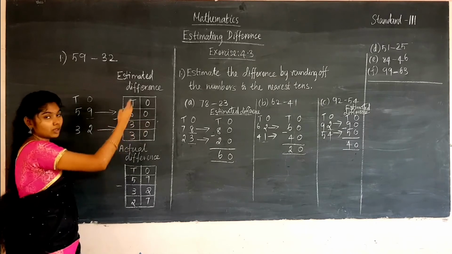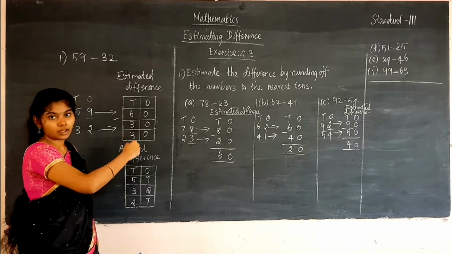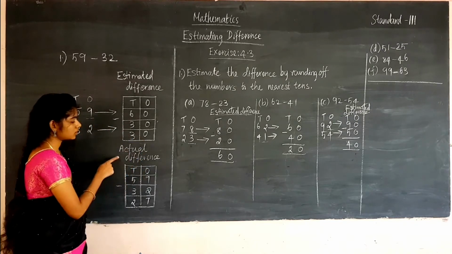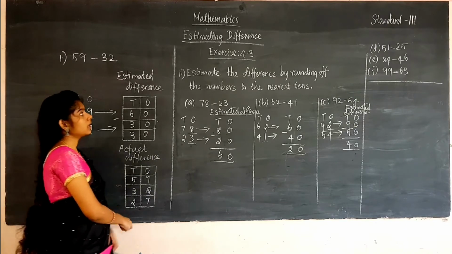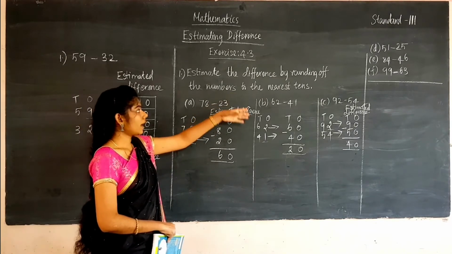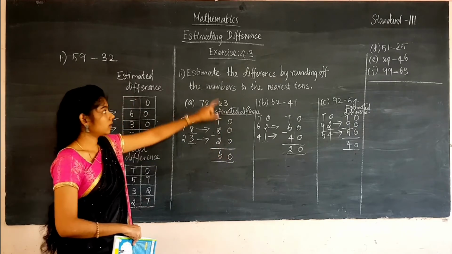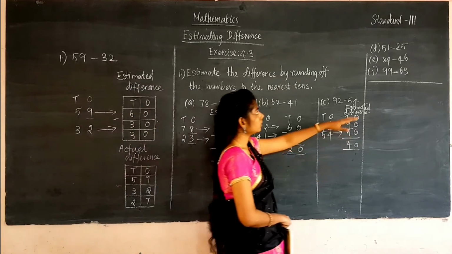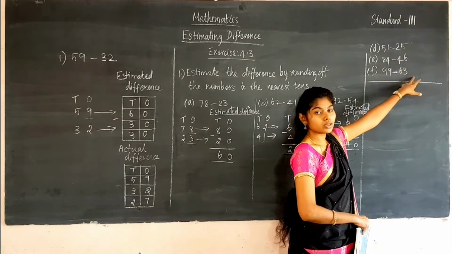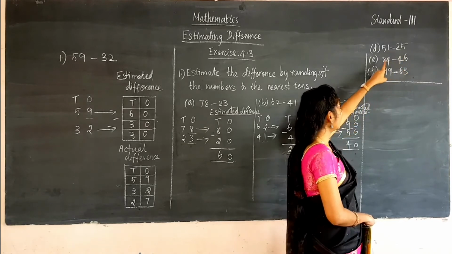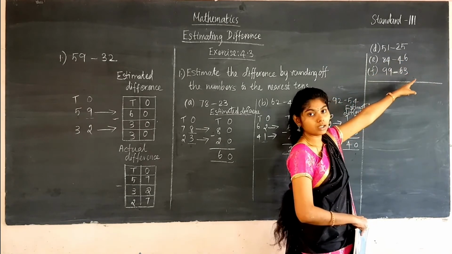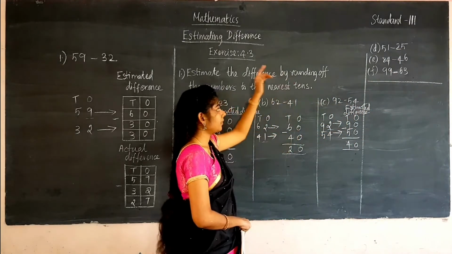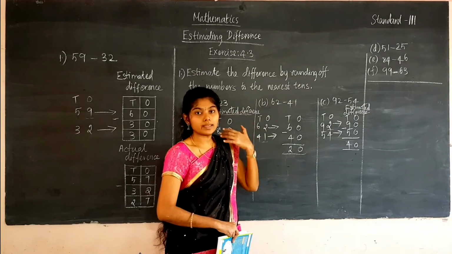After rounding off, you have to do subtraction. After subtraction, you will get the estimated difference. In the first sum we have done the actual difference, but in the exercise problem they didn't ask for the actual difference. They have asked only to estimate the difference by rounding off, so we have done that. The remaining three sums you are going to do as your homework: 51 minus 25, 84 minus 46, 99 minus 63. First round off the numbers and then subtract. Then only you will get the estimated difference.